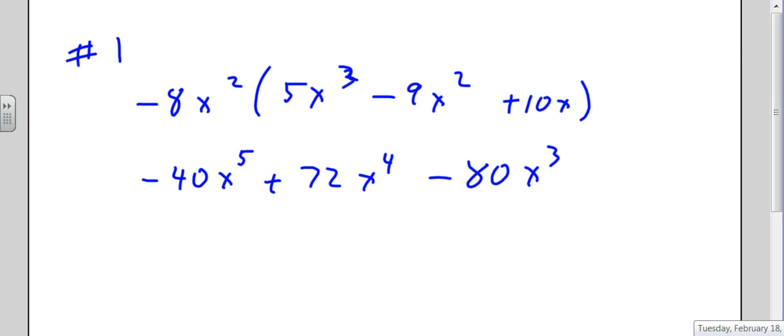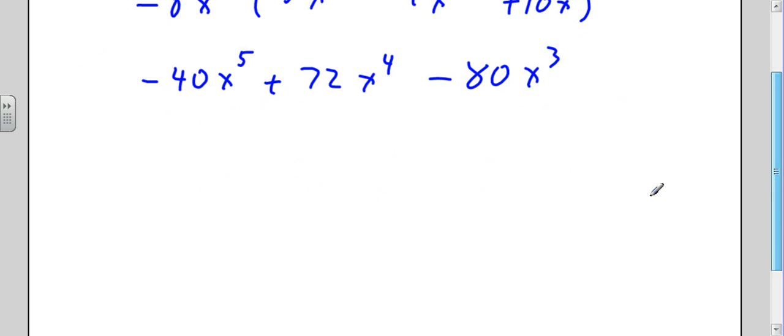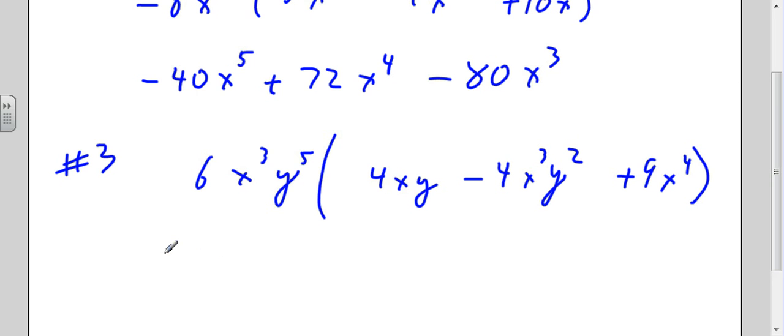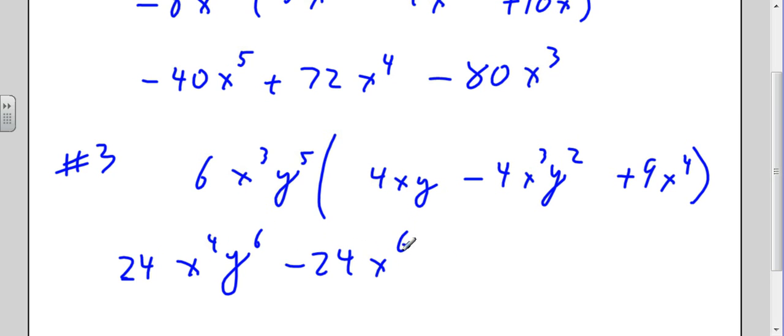Okay, number three. 6x cubed y to the fifth times 4xy, 4x cubed y squared, 9x to the fourth. Okay, so I've got 24x to the fourth y to the sixth minus 24x to the sixth y to the seventh plus 54x to the seventh y to the fifth. So I'm just multiplying those guys.